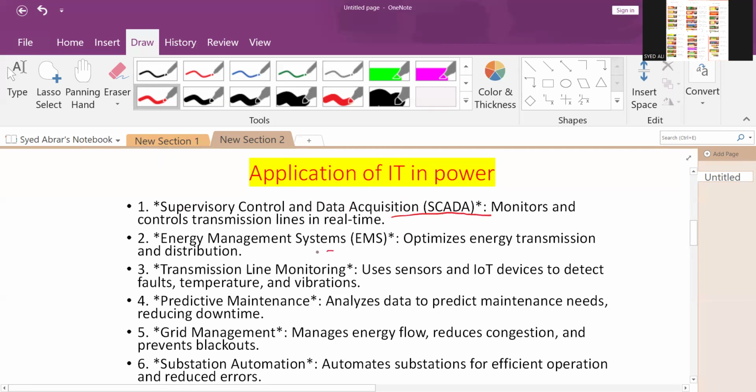Now the other is the energy management system. This is a very vast area, where you have to optimize energy transmission and distribution. Optimization means that you have to use the resources most efficiently. What are our resources? Our resources are generation, our transmission, our distribution system. So here we are talking about the energy management system, and information technology or software has been used for a long time now, 2 3 decades, for energy optimization in transmission and distribution.